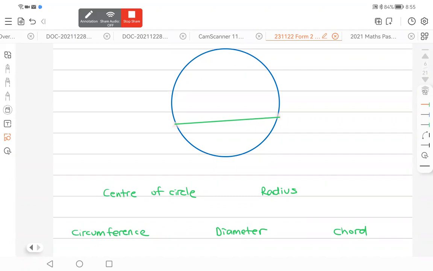You cannot write diameter. So for the diameter, you have to have the keyword which is passing through the center of the circle. That's the difference for diameter.